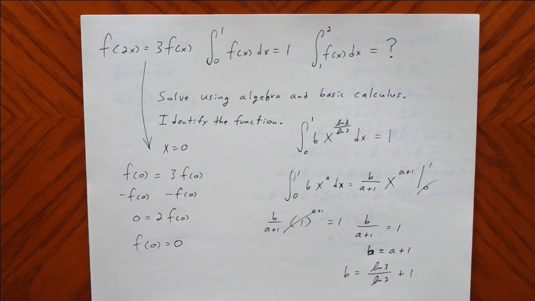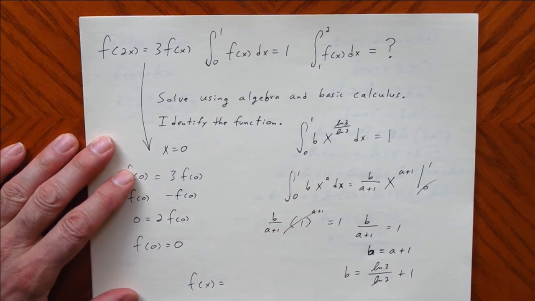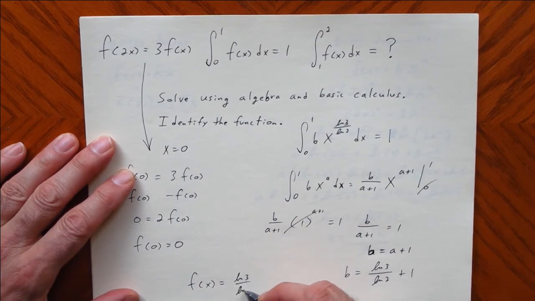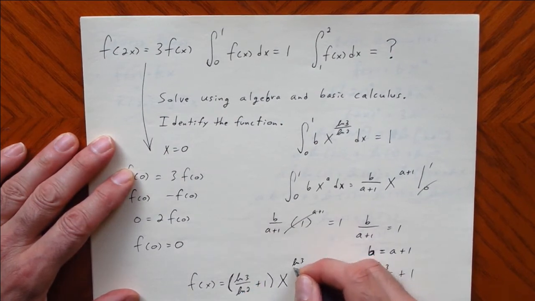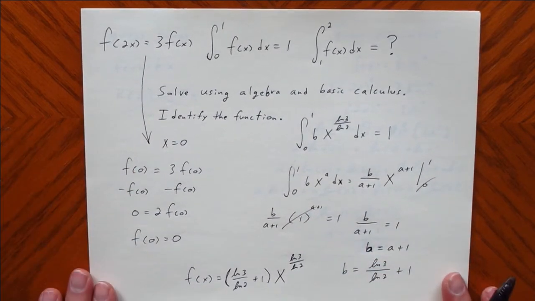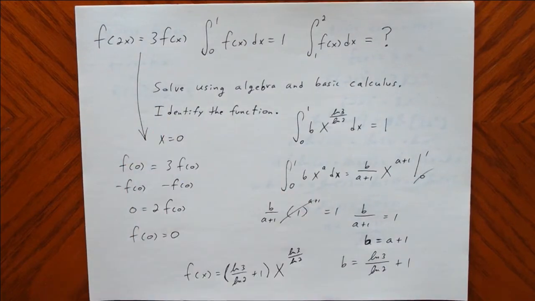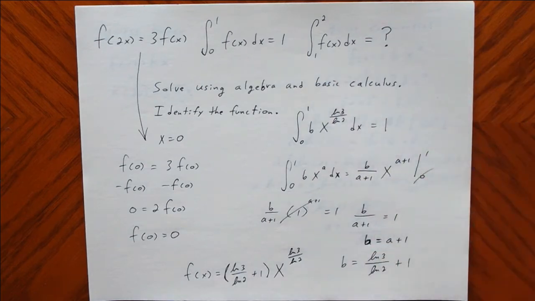All right, we have now definitively identified the function. f of x definitively is b, log of 3 over log of 2 plus 1, times x to the log of 3 over log of 2. Okay, that is the identity of our function f of x. Now we're going to take this function and we're going to use it over here to determine the value of this integral.